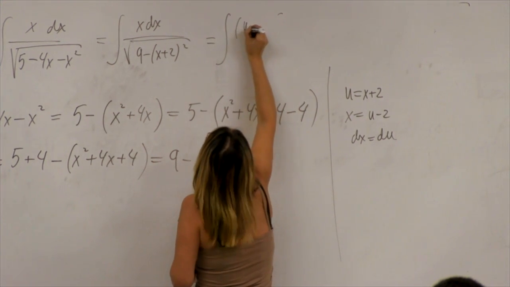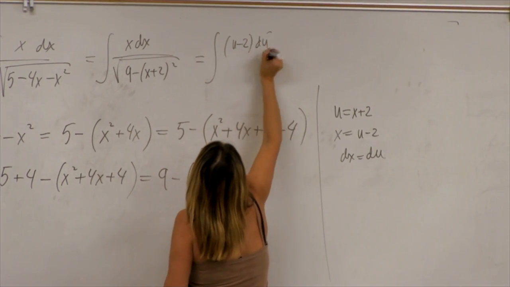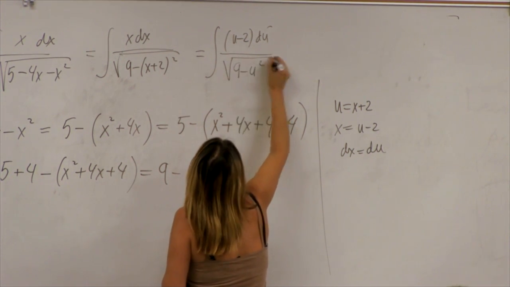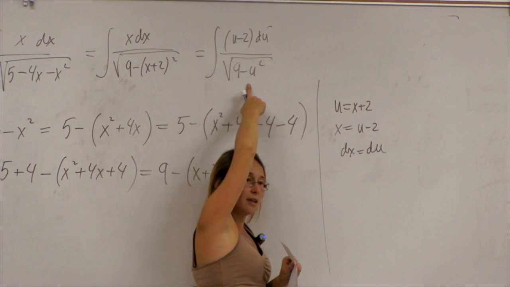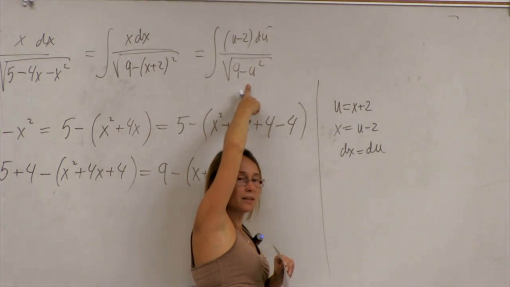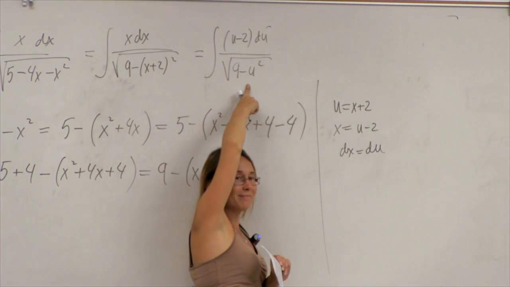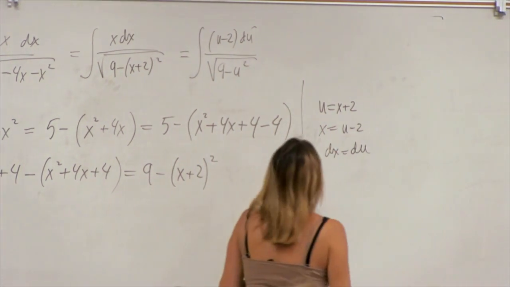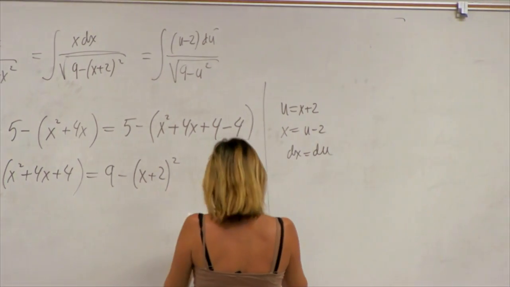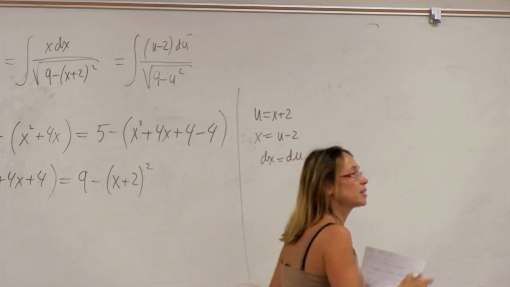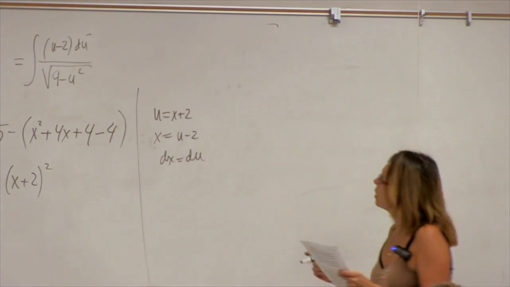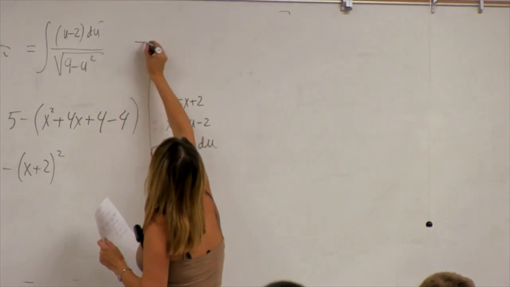That gives me the following. So I have u minus 2 du, and now I have 9 minus u squared under the square root. And this is what I was after. Now I reduced it to a pattern that is familiar, and we can use a trigonometric substitution to solve this. So which one is this? It's actually the first one, where I can use sine or cosine. So let me continue here.